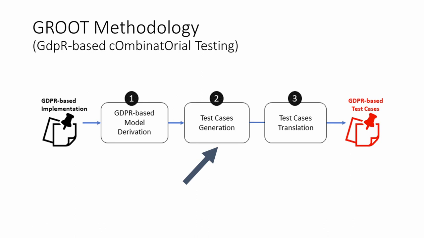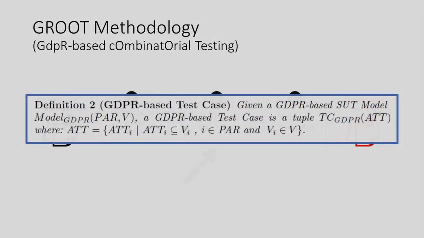Based on the derived parameters value sets of the GDPR-based SUT model, different combinatorial strategies can be adopted, such as all combinations, pairwise combinations, or t-wise combinations. In particular, we rely on the definition presented in this slide for the specification of the GDPR-based test case. For instance, in the all combinations test strategy, according to this definition, for each parameter i and its set of values V, the power set of V is derived, containing all possible subsets of V. Then, the obtained power sets are combined so as to derive the test cases.